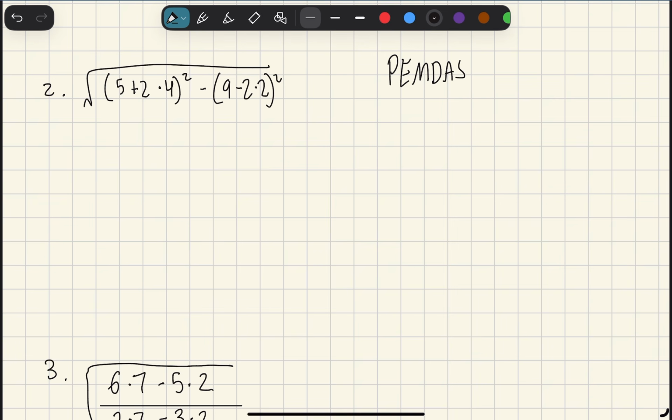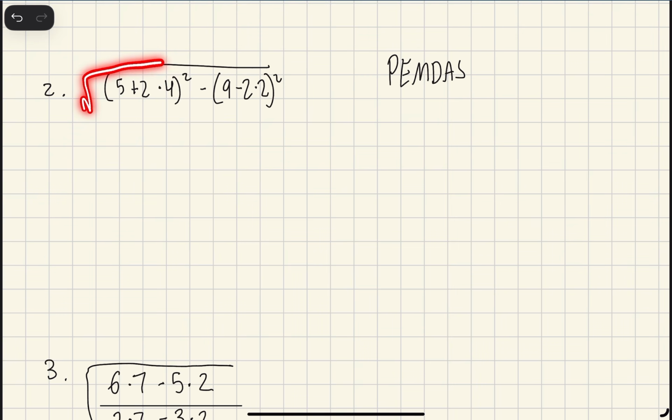All right, first things first, let's look under the square root that we have right here, and let's start with P for parentheses. There's 2 pairs of parentheses that we need to work with. So let's start with the left side first, okay? We have a 5 plus 2 times 4. Remember, multiplication comes first, so we're going to do 2 times 4 first, and then we're going to add it to the 5, and then we're going to apply the exponent.